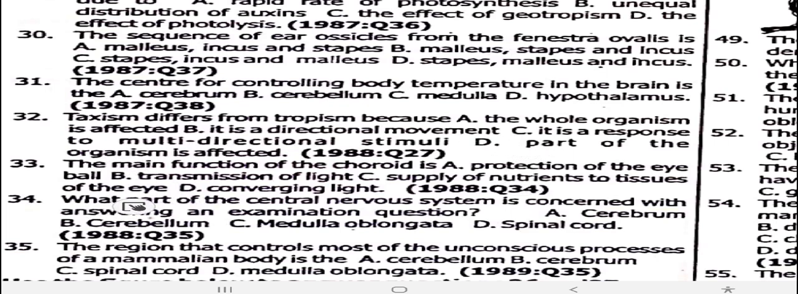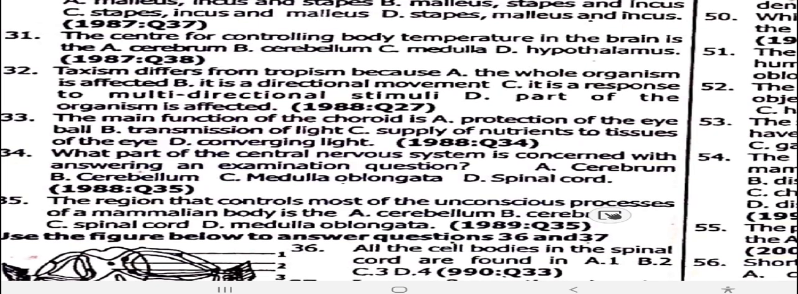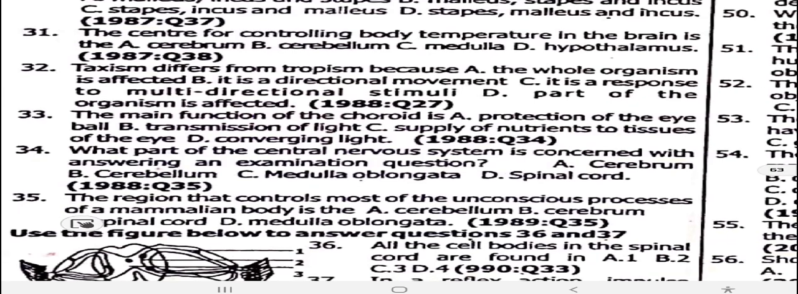Number 34. What part of the central nervous system is concerned with answering an exam question? Cerebrum, option A. 34 is option A, cerebrum. Don't forget, the center of learning is the cerebrum, while for movement and the rest of the activities it is the cerebellum. 35. The region that controls most of the unconscious processes of a mammalian body is the medulla.